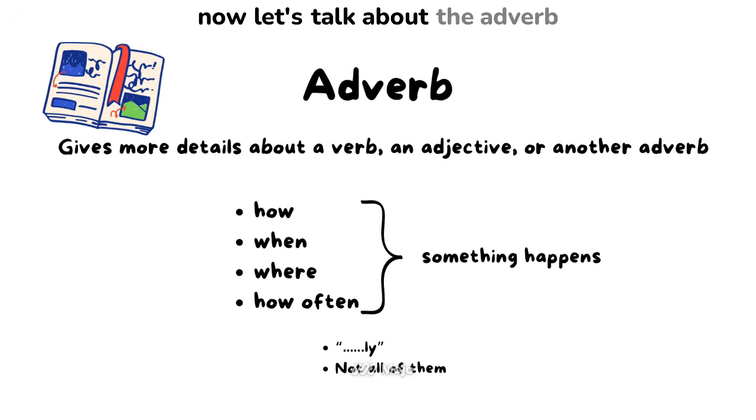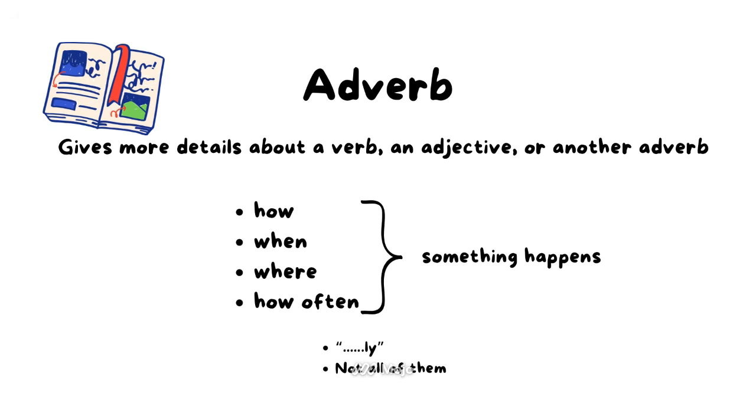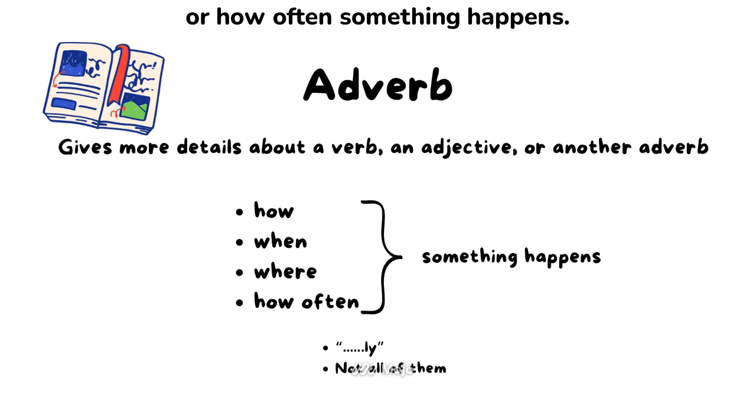Now, let's talk about the adverb. An adverb gives us more information about a verb, an adjective, or even another adverb. It tells us how, when, where, or how often something happens. There are several types of adverbs.